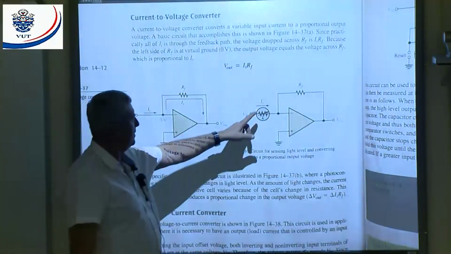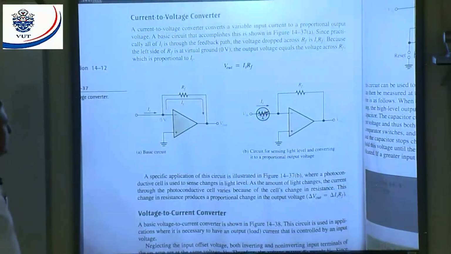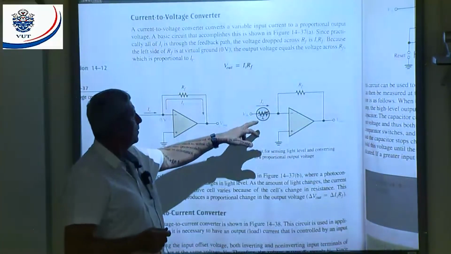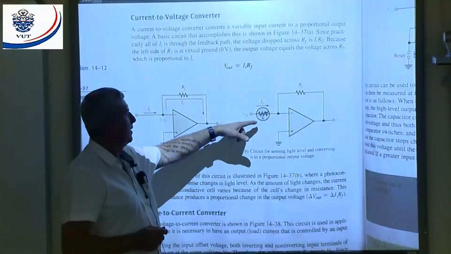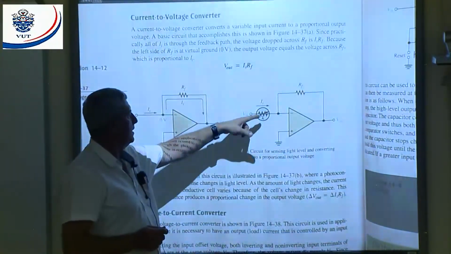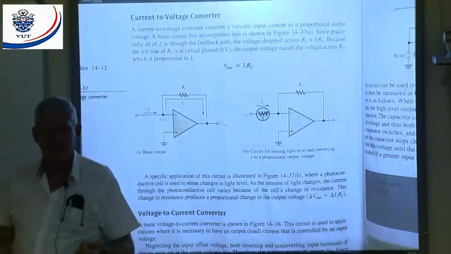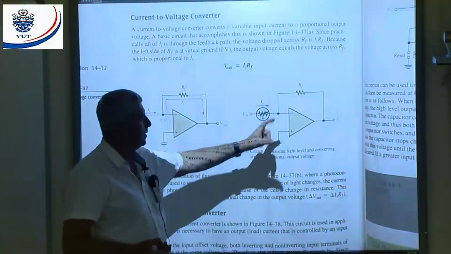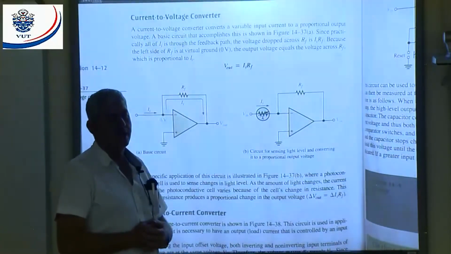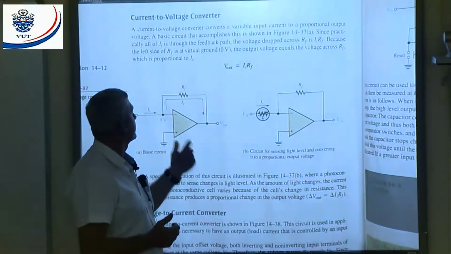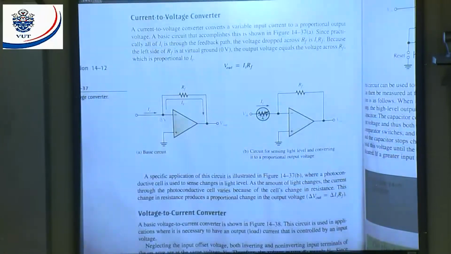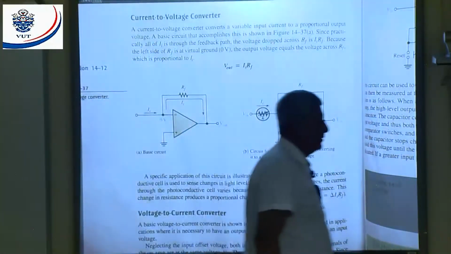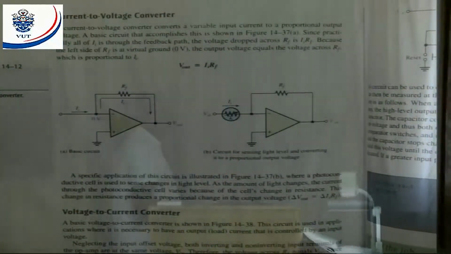Now, what do they have here? They have a light dependent resistor, an LDR. Now, what happens if the light intensity varies? The resistance will also vary, and that will give me a variation in current that will be converted basically to an output voltage. That's why they say it's a current to voltage converter. Input current, output voltage. Any questions?